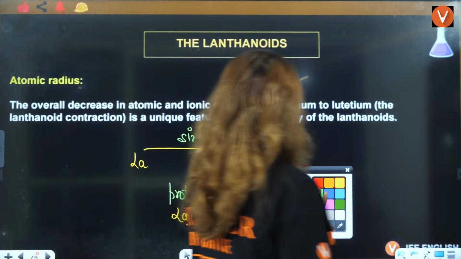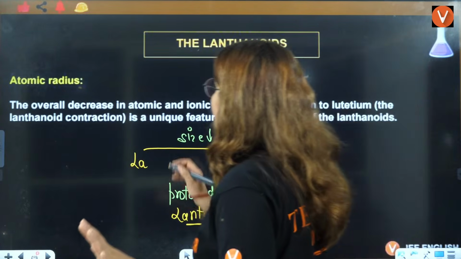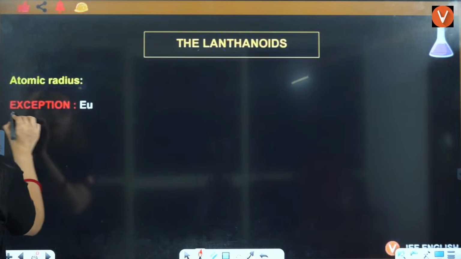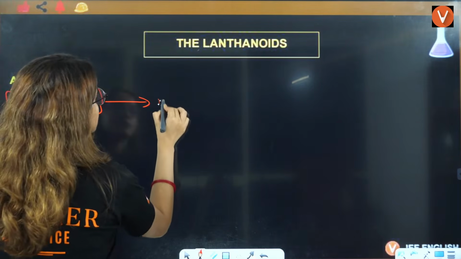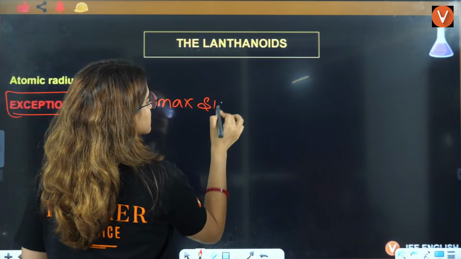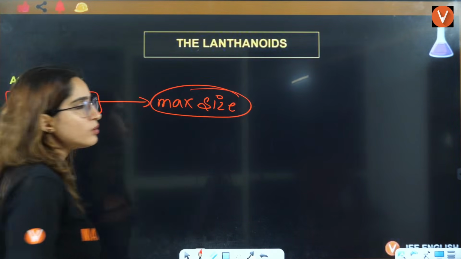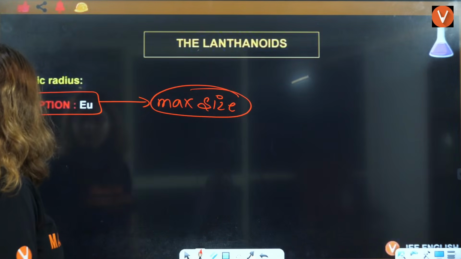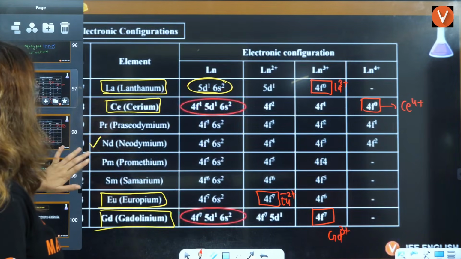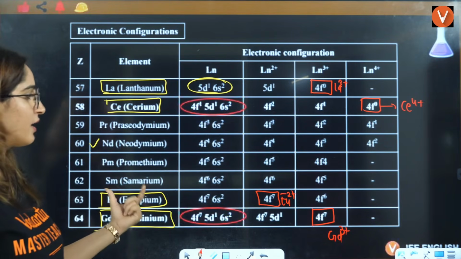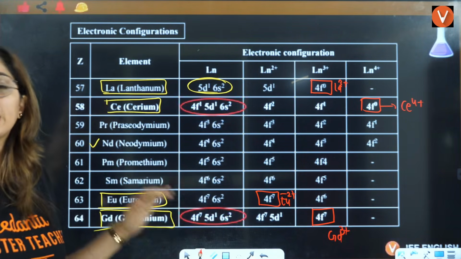But there is one exception, right, that you should know. That exception is europium, right? It has the maximum size, right? They can ask you, see, europium is in between, right? If you see this, europium is in between here. It should not have the maximum size, but it has the maximum size.